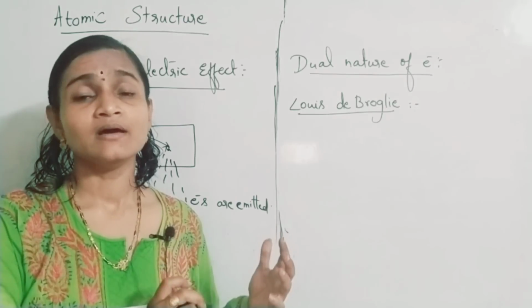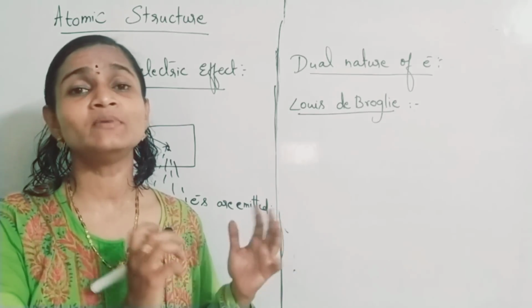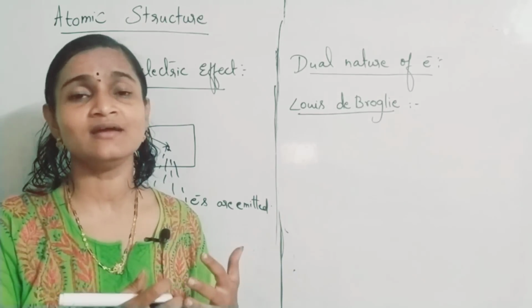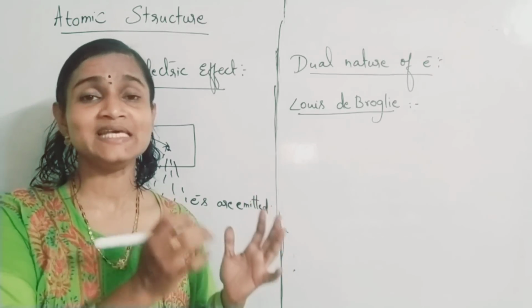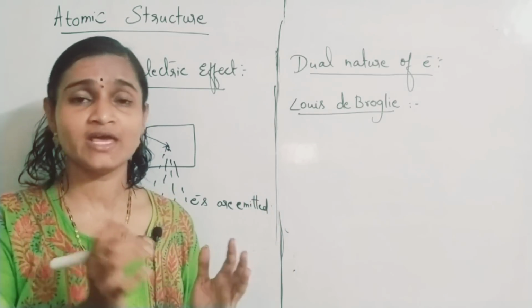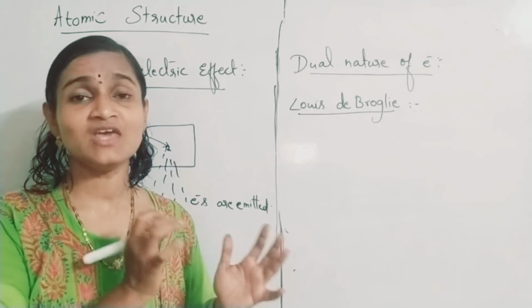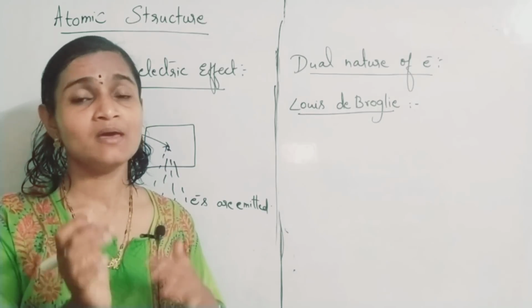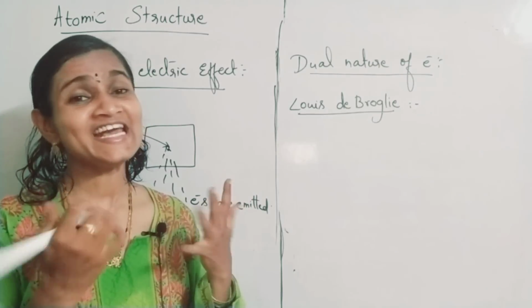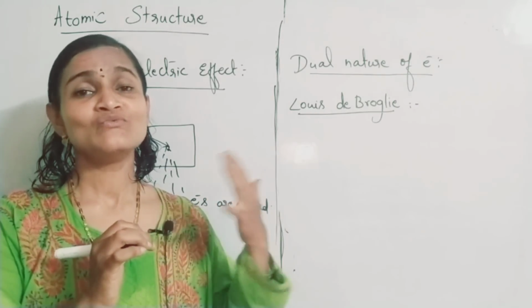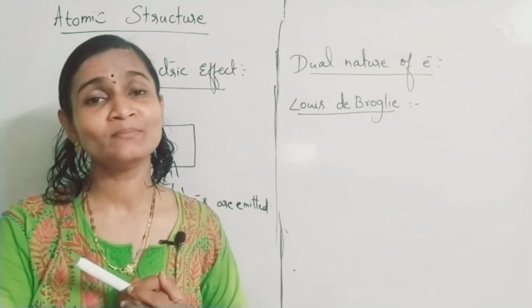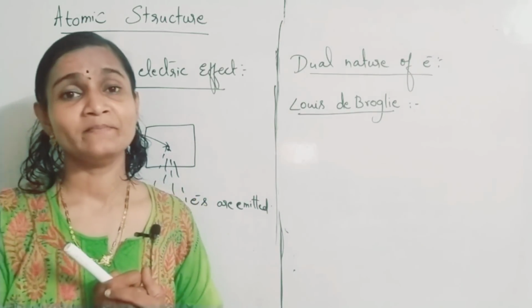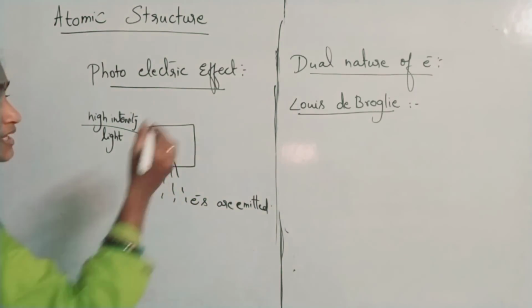But Niels Bohr could not give a mathematical proof for that Bohr's quantum condition. He assumed that the angular momentum is equal to integral multiples of h by 2 pi. That means mvr is equal to nh by 2 pi. But he did not give any kind of mathematical proof for that equation. Now that mathematical proof was given by whom? Yes, Louis de Broglie.